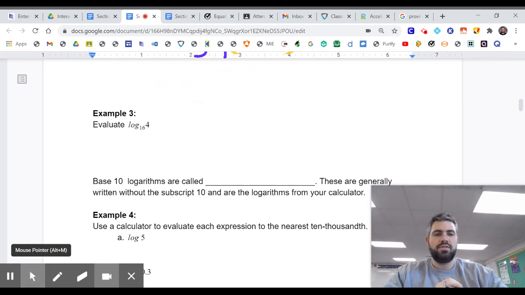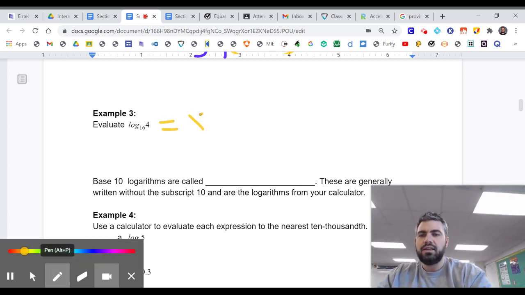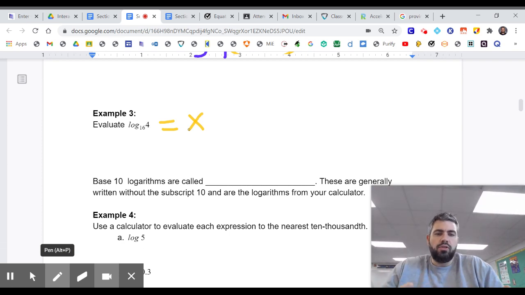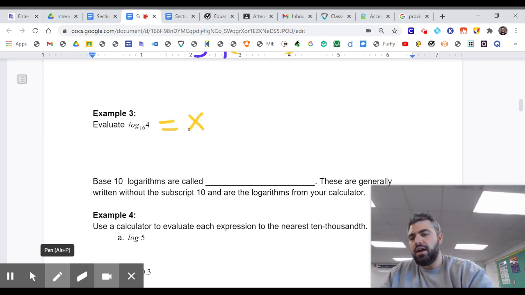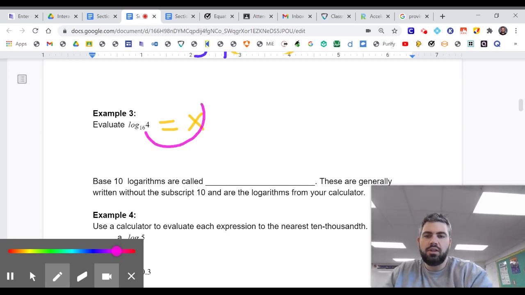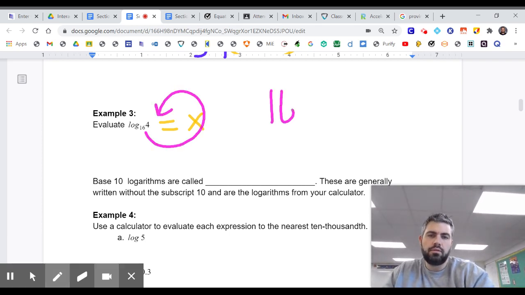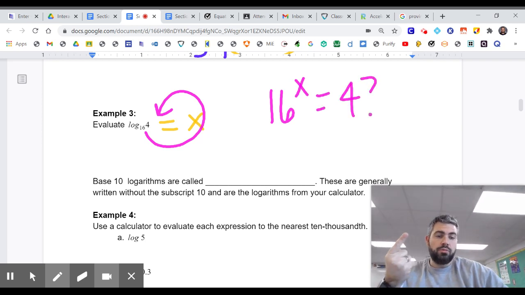Now this one asks us to evaluate a log. Basically what it's saying is, what makes this true? What value of x is log base 16 of 4 going to be? What is it equal to? The way we evaluate this is we ask, 16 to the what power equals 4? We're going from 16 to 4, which means we're going down. So it's probably not a whole number, because 16 to the 2 is way bigger than 4, and 16 to the 1 is 16. So it's got to be smaller than 1.